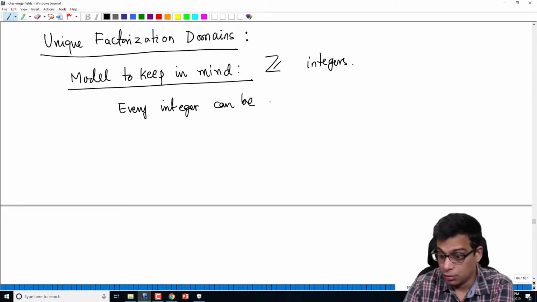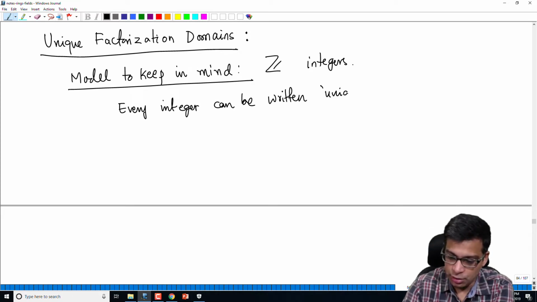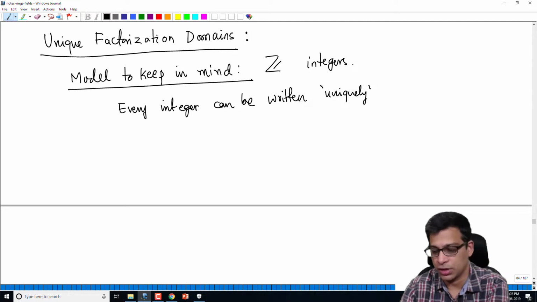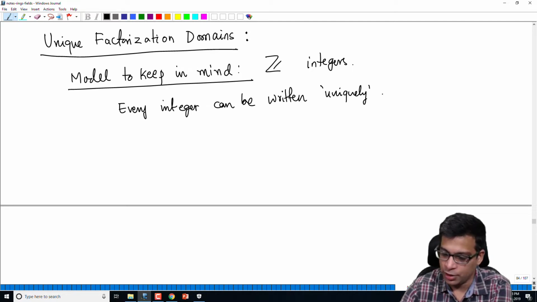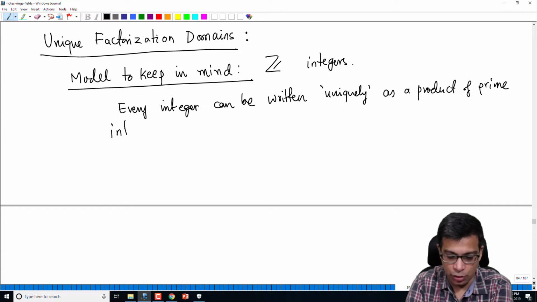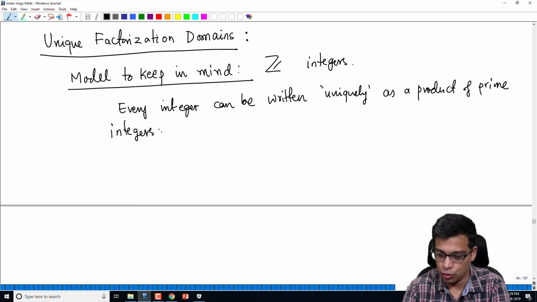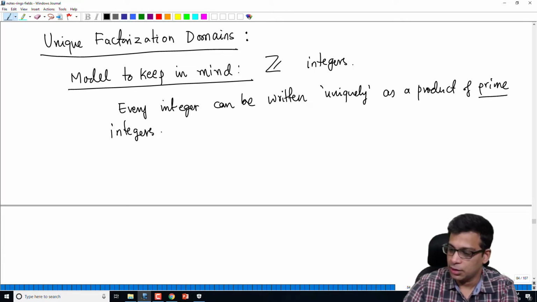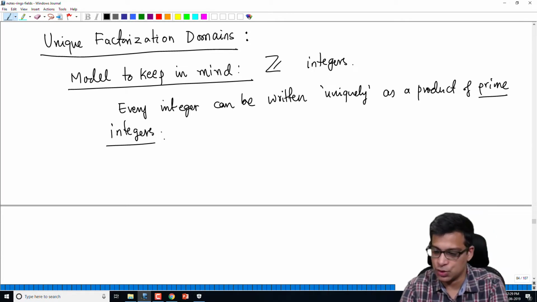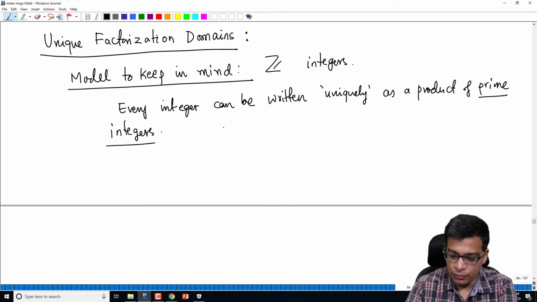So the model to keep in mind: in the ring of integers, every integer can be written essentially uniquely, I will say why I put this in quotes, as a product of prime integers. I am going to call them prime integers now, because in an arbitrary ring we are also going to talk about prime elements. A prime integer is the way we have learned it in school, right? For example, 30 can be written as 2 times 3 times 5.